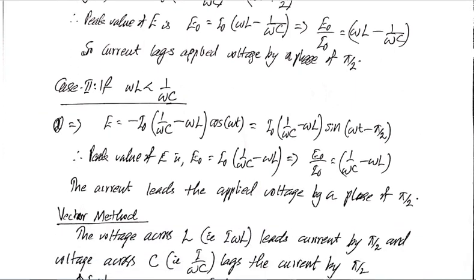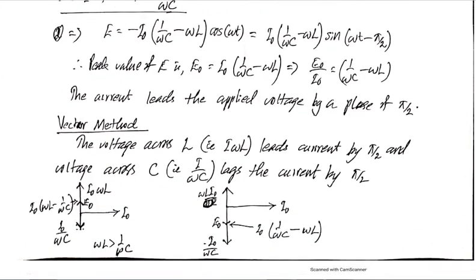Capacitive effect is pronounced. In the vector method also, we see that the voltage across L, that is I omega L, leads the current by pi by 2. And the voltage across C, that is I by omega C, lags the current by pi by 2. So these two voltages will be out of phase. They will have a phase difference of 180 degrees.